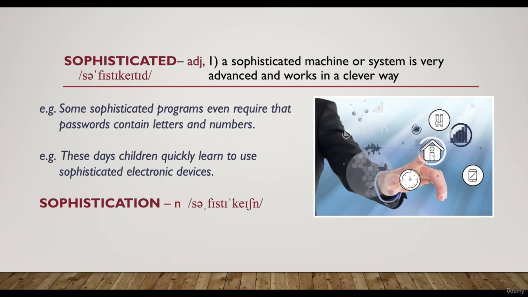Sophistication is the noun form. Example, the sophistication of computers is increasing. That means computers are becoming more advanced. They're becoming smarter than before.